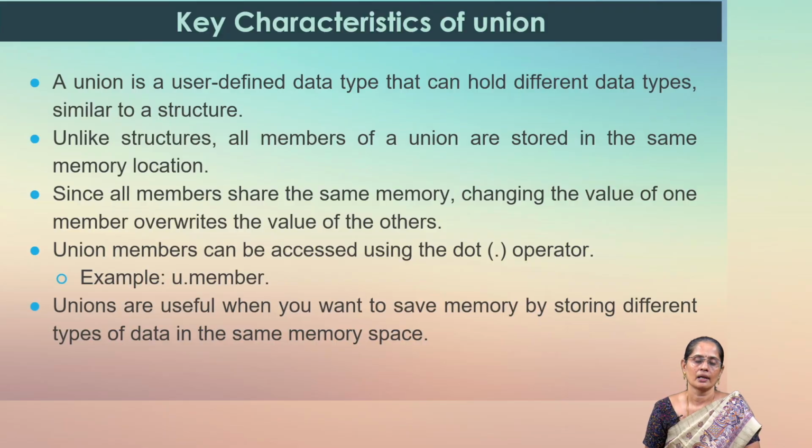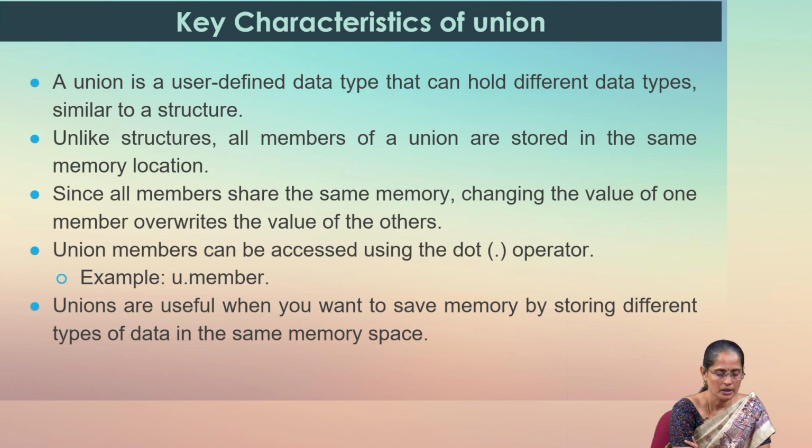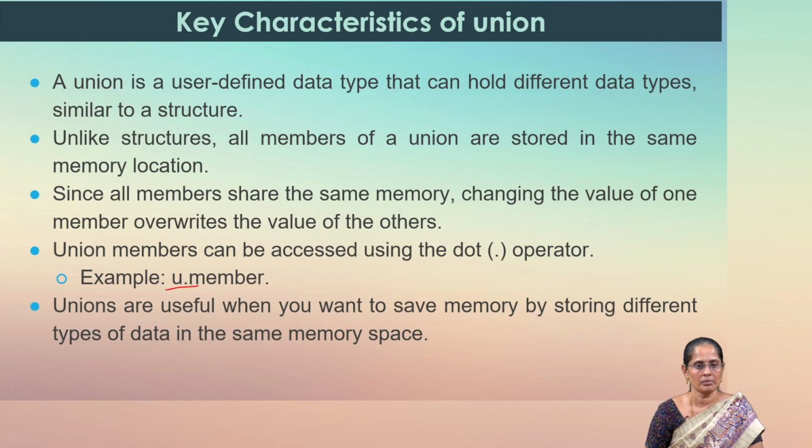Union members can be accessed using the dot operator in the same way as structures, and if you are using pointers, we need to use the special pointer operator. Here the union variable is named u, for example, then u dot the particular member name can be used. Unions are useful when you want to save memory by storing different types of data in the same memory space.